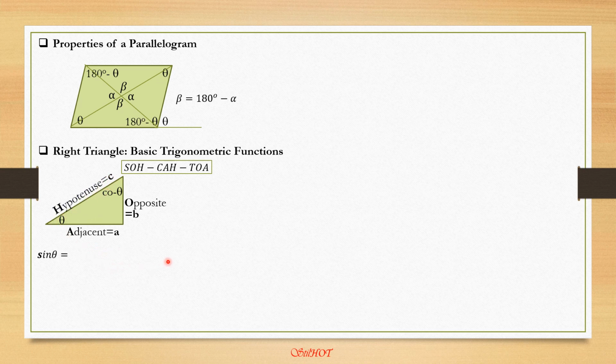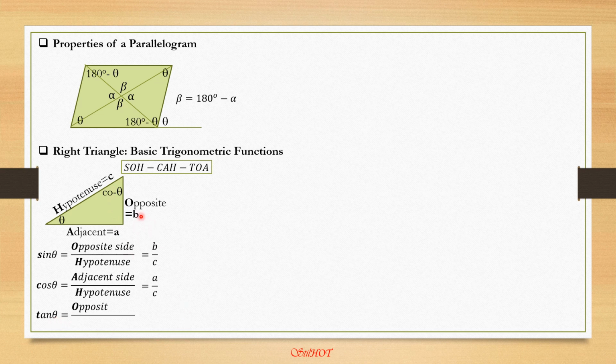Let's call that C. So sine of theta is equal to the opposite side over the hypotenuse, in particular B over C. Then cosine of theta is adjacent over the hypotenuse, so it is equal to A over C. Then tangent of theta is equal to opposite over adjacent side, so it is equal to B over A.